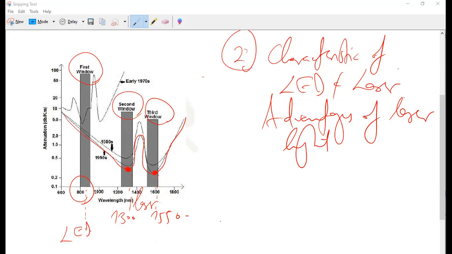That is our assignment: characteristics of LED and laser, advantages of laser light. I don't remember the first question. Any questions? Was it a bit off topic? In wavelength theory, it was necessary. No questions. That means we are done for the day.